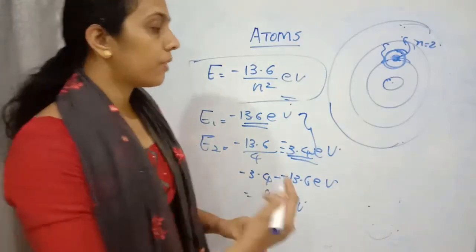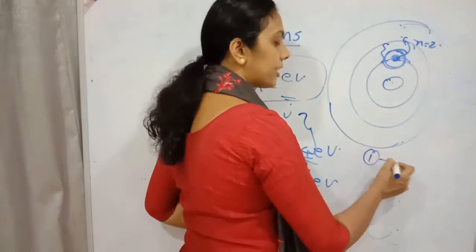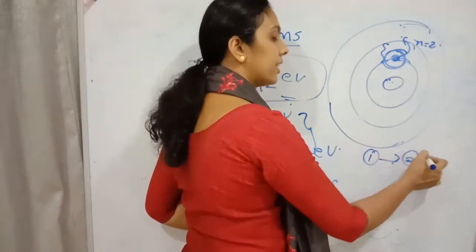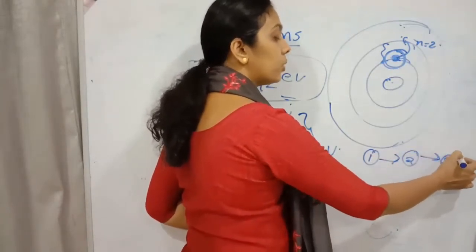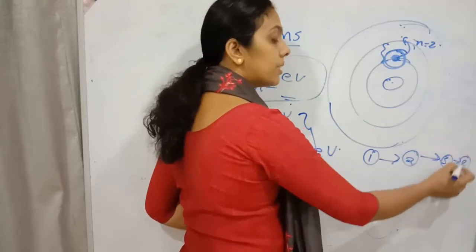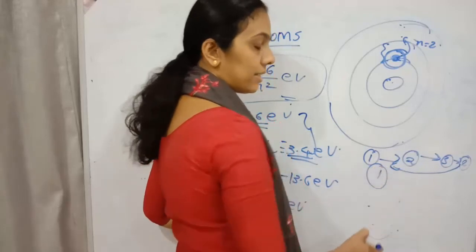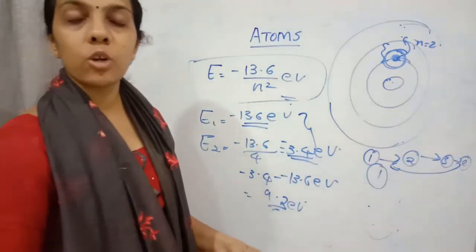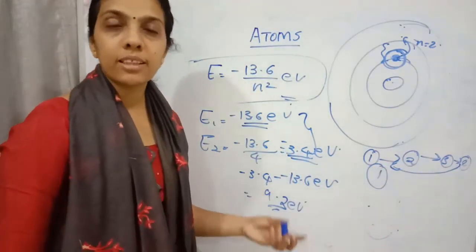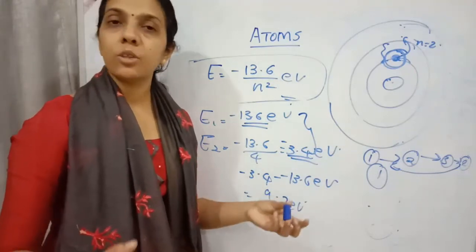Suppose from the first orbit the electron is moving to the second orbit and then going to the third orbit, then going to the fourth orbit. Afterwards, it's not compulsory that it should release all the energy and come back to the first one itself. Maybe it will stay there in the second orbit, maybe it will be staying there in the third orbit for some more time. That all depends.